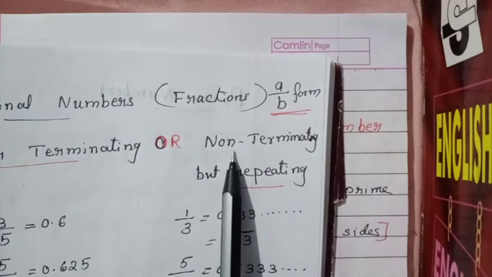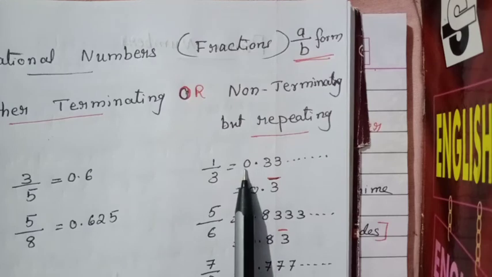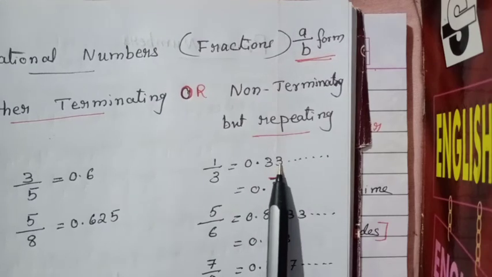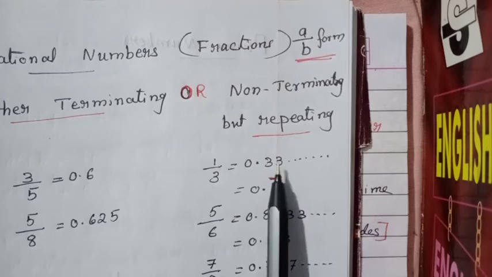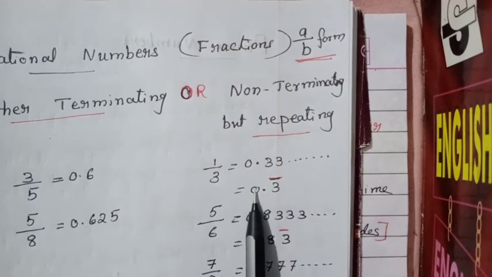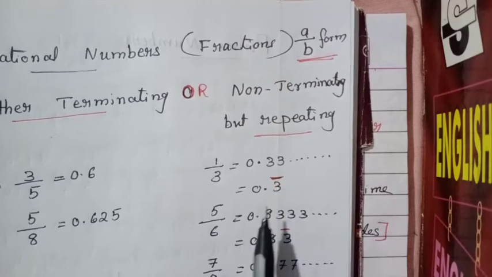Next, an example for non-terminating but repeating: 1 by 3. If you divide 1 by 3, you will get 0.33 etc. The digit 3 is repeating there. It's not terminating but repeating the digit 3. So we can write 0.3 bar. The digit 3 is repeating, that's 3 with a bar on top.